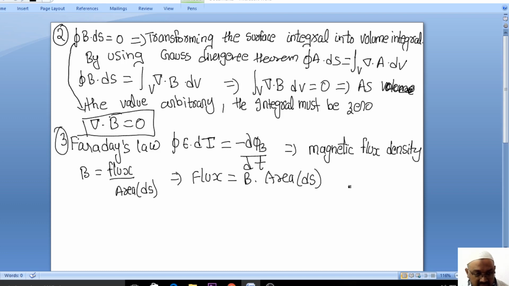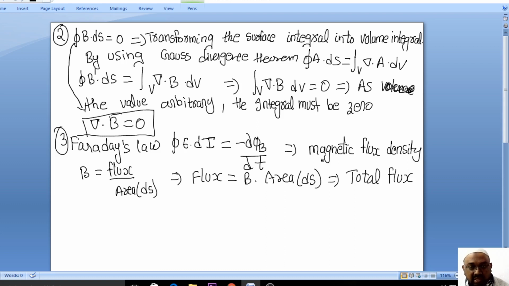So this implies total flux. We have to consider this. What we are considering, I will explain again. We started with Faraday's law, the line integral of E into dl. So we said the line integral of E into dl is equal to minus dou phi by dou t, which is Faraday's law.